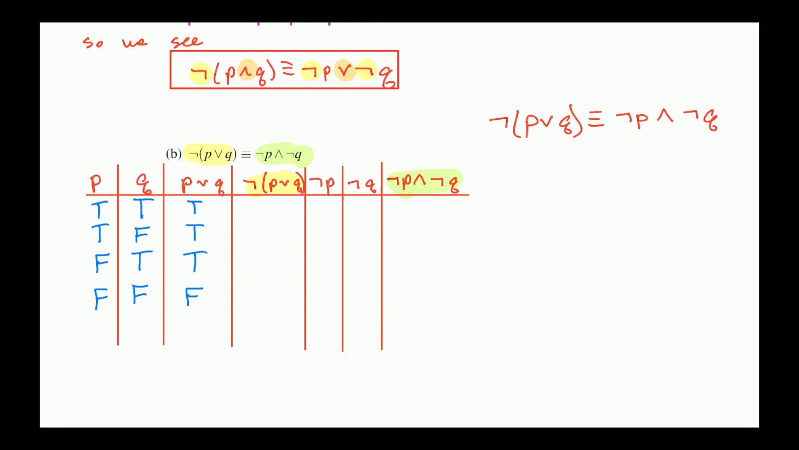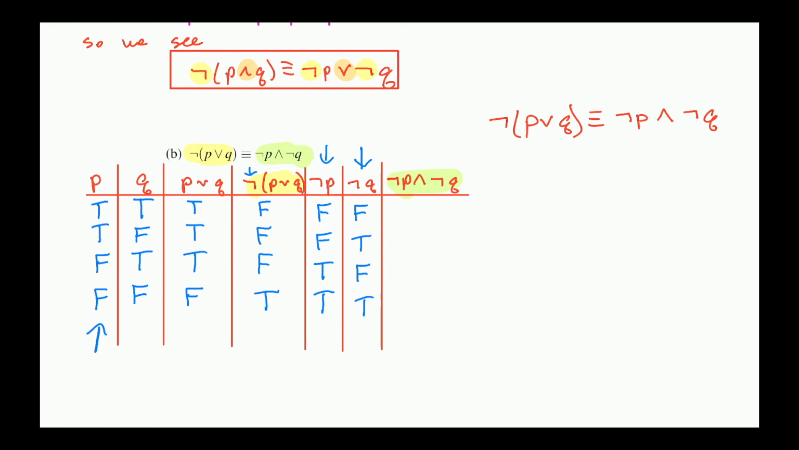Then for the next column over, you just have the negation out front, so we're going to reverse that: false, false, false, true. All right. Then we have this column here, the negation of P. So we're going to look at the P column and reverse it. Instead of true, true, false, false, it's going to be false, false, true, true. Then we've got not Q, so we're going to reverse the Q column. It was true, false, so it's going to be false, true.